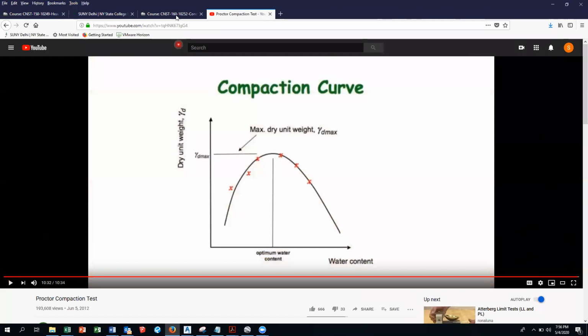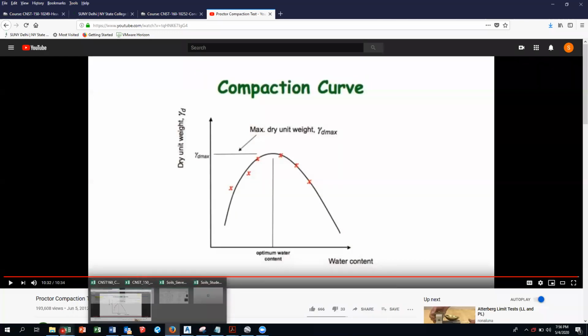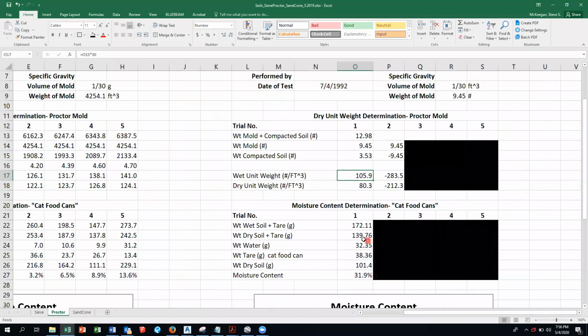So, what I want you to do is take a look at that video again by Thursday. And there are some, let me go back to the Excel. Right? So that was, and again, we're only doing one cat food can for each Ziploc bag of soil. Each Ziploc bag has different moisture in it, different amounts of moisture.